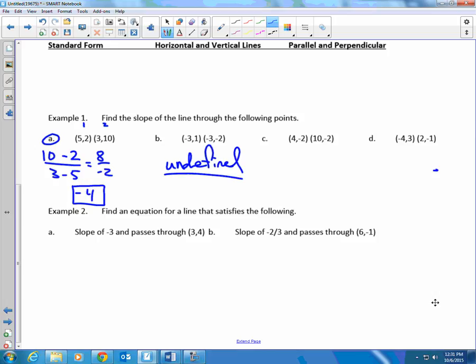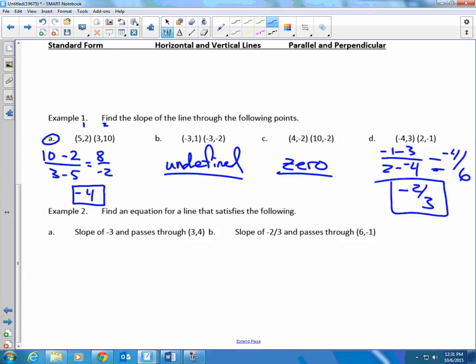Look at C. There's no change in the y values. If there's no change in the y, that means there's no change in the rise. What kind of line is that? It's a horizontal line, and it has a slope of 0. And for the last one, negative 1 minus 3 over 2 minus negative 4, we get negative 4 over 6, or negative 2/3. Any questions on those?